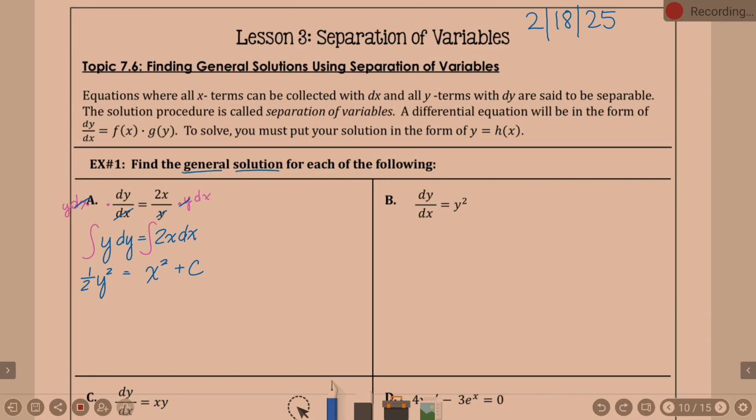Okay. Past here, it's getting it in a decent form. If we were to get y by itself, okay, you can multiply by 2. So then we're going to have y squared equals 2x squared. And then, so I'm actually going to leave it as a plus c at this point, okay?